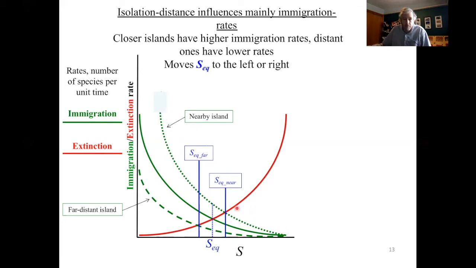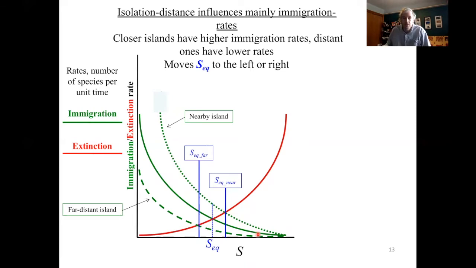These higher rates of immigration mean that we cross the extinction line further to the left on the species richness line. This moves our equilibrium point from here to here, and we end up with a higher value for our species equilibrium point.